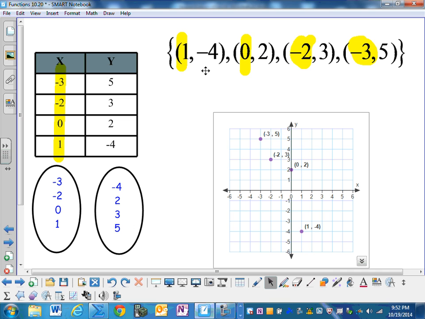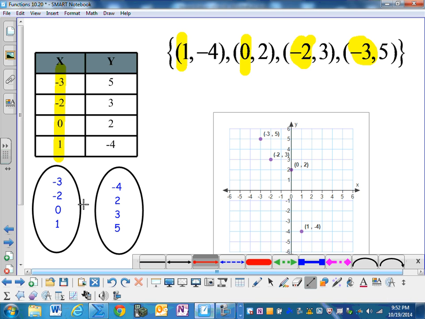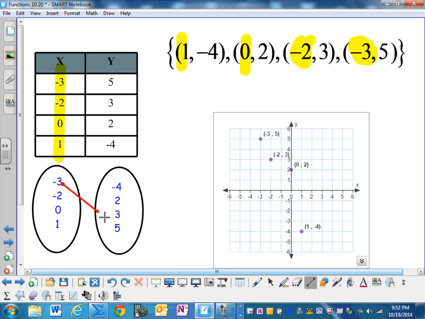Now when I go to map this set of ordered pairs, I need to take the x values and list them from least to greatest, and the y values and list them from least to greatest. I then go and map the x value to the y value. So -3 goes with 5, -2 goes with 3, 0 goes with 2, and 1 goes to -4. Now I can just look at the x values and see that there's only one ray going off each element, each value, so that this is a function.